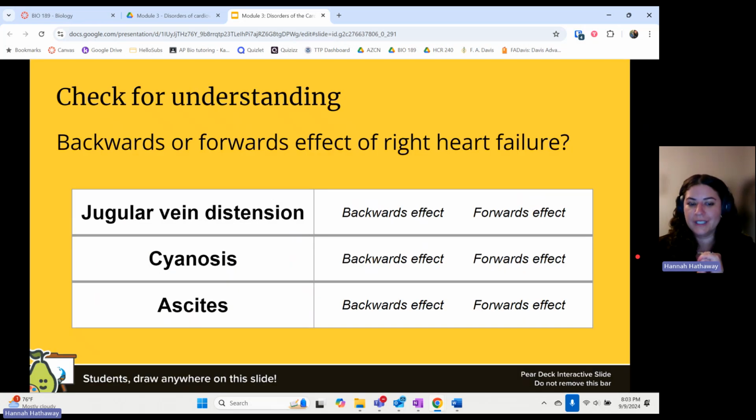Okay, so those were a couple examples of signs and symptoms of right heart failure. For each one of these, I want you to identify, is it a backwards effect or a forwards effect?